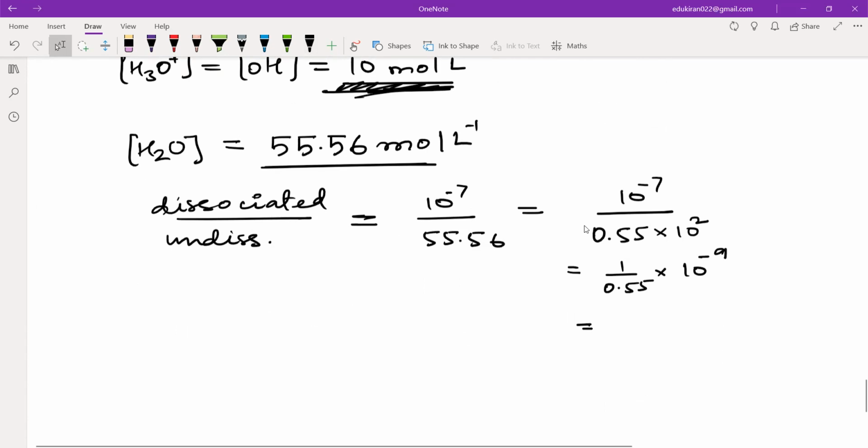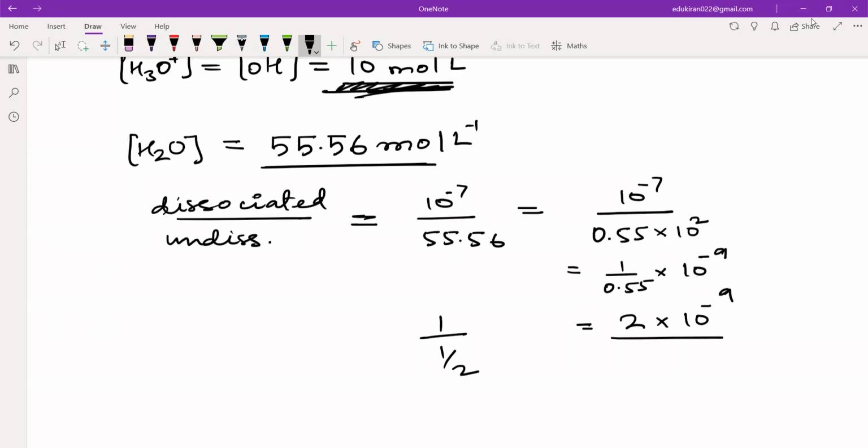And if you can see, this is almost half. Can you see that this is almost 1 by 2? Can I write this as 2 into 10 to the power of minus 9? Yes or no? Okay, so now you can see that dissociated water is this much and undissociated water is this much. Which is larger, dissociated or undissociated? Undissociated.